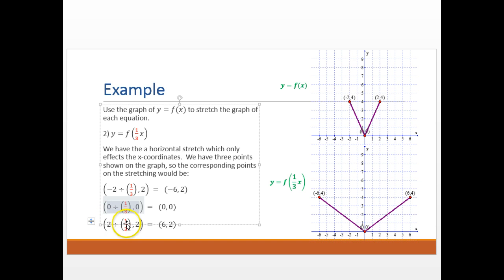And then 2 divided by a third, comma 4. Well, 2 divided by a third is simply 6, so 6, 4. So I have 3 points now: negative 6, 4, 0, 0, and 6, 4. Notice when I plot this graph, all I've really done is take the original graph and stretch it. In this case, I've stretched it by a factor of 3, which is the inverse of this 1/3.